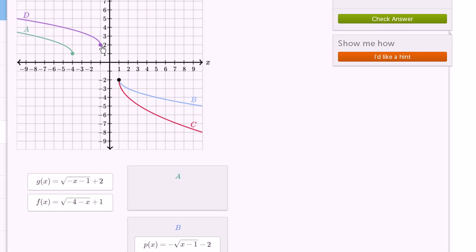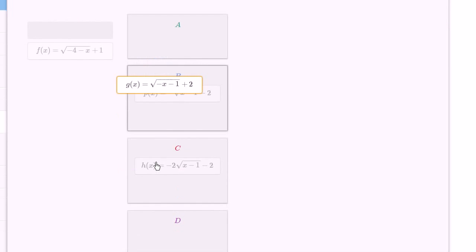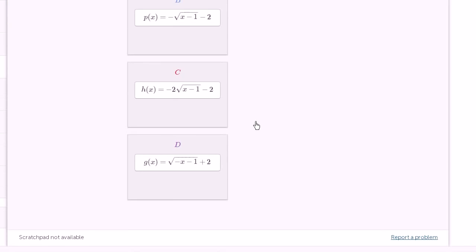Well, this one has been shifted up by 2. D has been shifted up by 2. This one over here, g of x, has been shifted up by 2. And you could also see that it's been shifted to the left by 1. If you're shifting to the left by 1, normally under the radical you would have x plus 1, but then we flipped it around the vertical axis, and so that takes the negative of that, so that's why it's negative x minus 1. You could view this as the negative of x plus 1. So either way, that is D. Throw that under D.